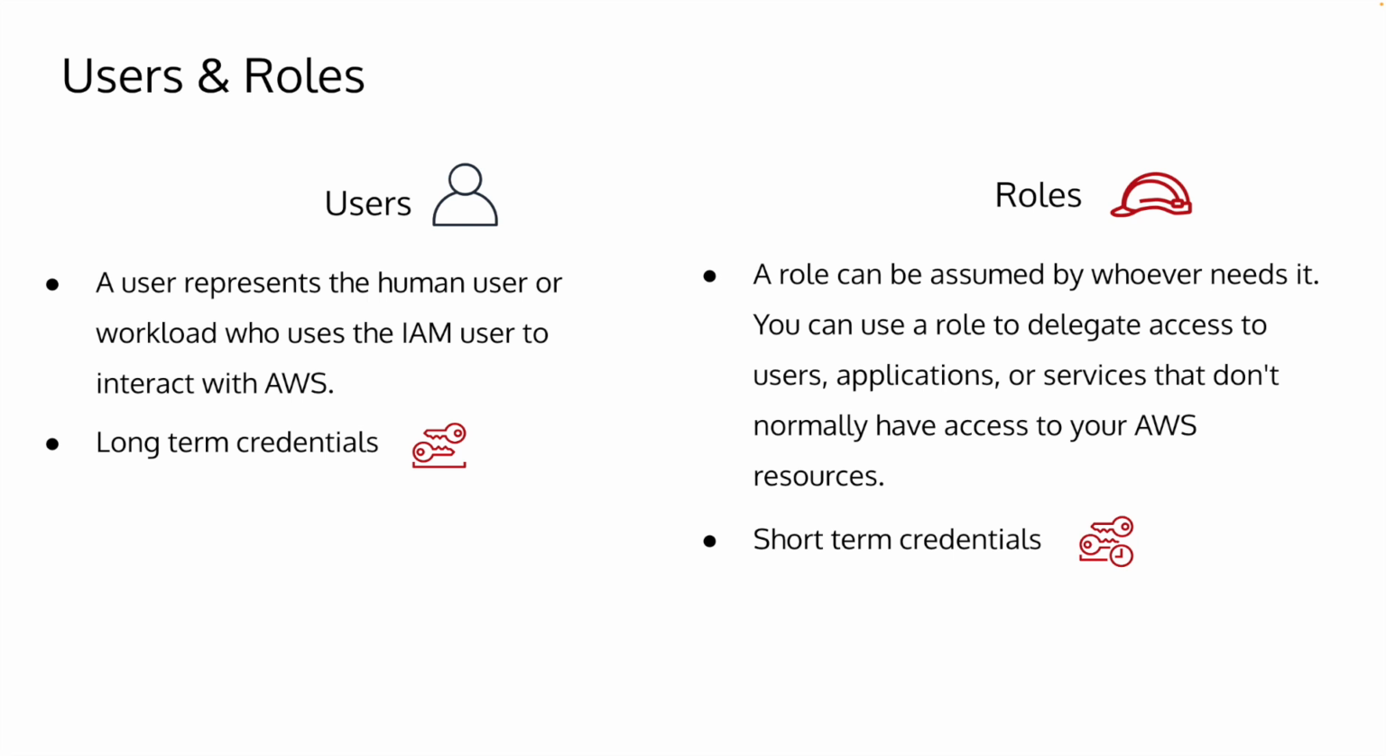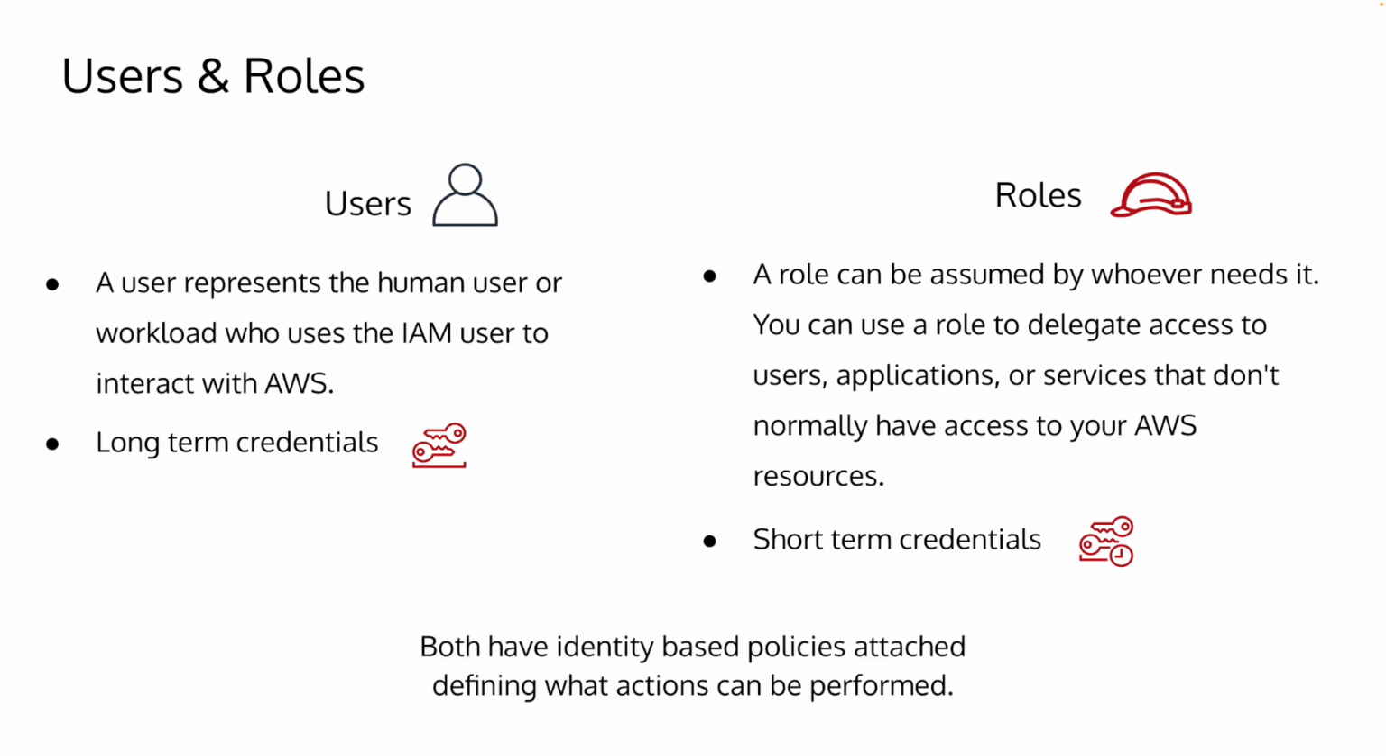It's important not to think of users the same way you'd think of them on a computer, where each user would have its own private home directory where documents and such are stored. In an AWS account, users and roles create, modify, and delete resources at the account level. A resource in an account is not owned by a specific user. You attach identity-based policies to both users and roles, and these policies define what actions the identity can perform.